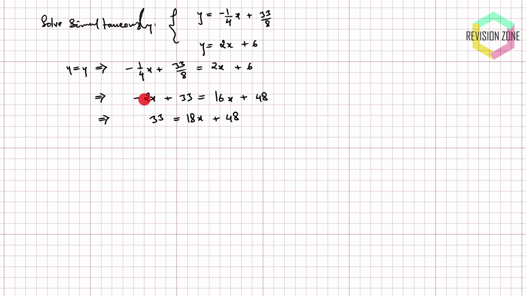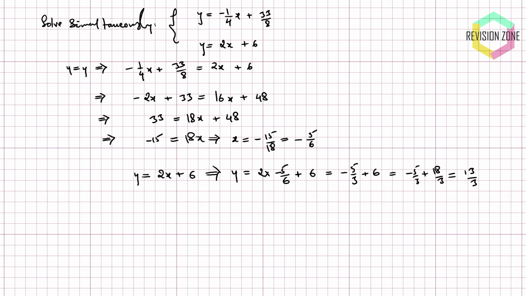So the minus 2 now goes to the right-hand side, combines with the 16 to give me the 18. And then the 33 remains on the left and the 48 remains on the right. But now we can take the 48 to the left, and that gives me minus 15. So we solve this by dividing both sides by 18. So x equals minus 15 over 18, which simplifies because both of these are in the 3 times table to give me minus 5/6.